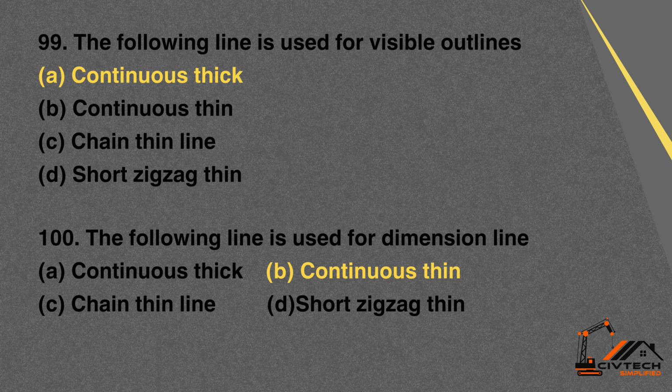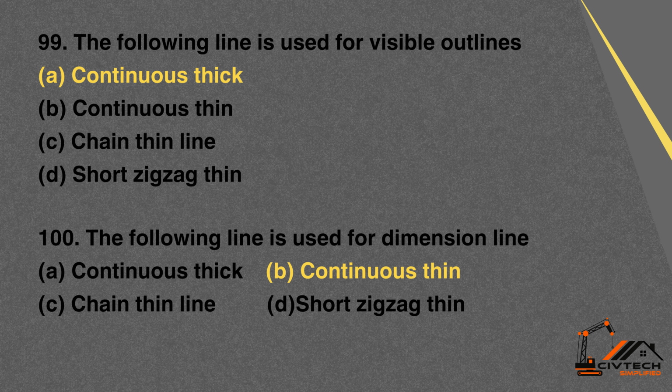99. The following line is used for visible outlines. A. Continuous thick. B. Continuous thin. C. Chain thin line. D. Short zigzag thin. Correct option A. Continuous thick.